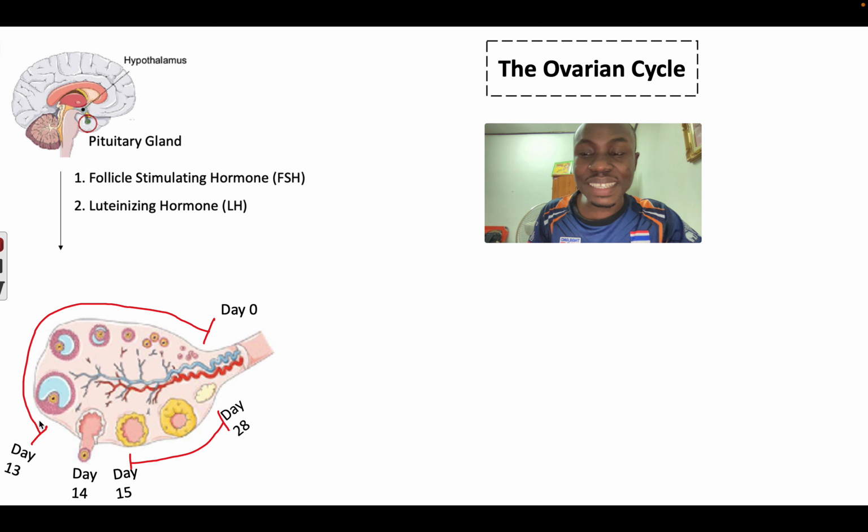On day 14, the pituitary gland in the brain will give the second hormone. We call that luteinizing hormone, or LH. LH will move from the brain through the blood to the ovaries. And on day 14, it will tell the ovary to release the egg. And from day 15 to 28, the cells around the egg will start to die. You can see that.